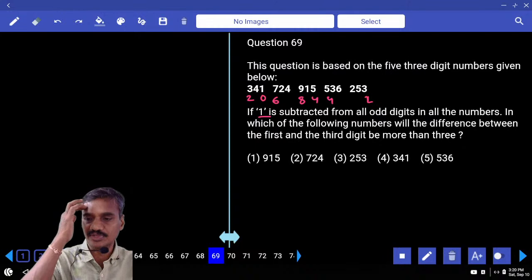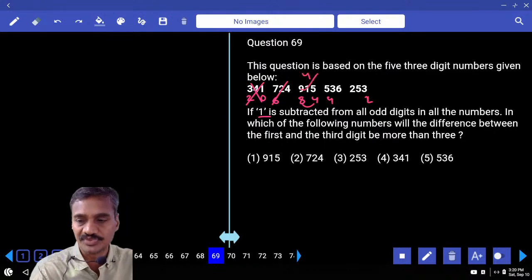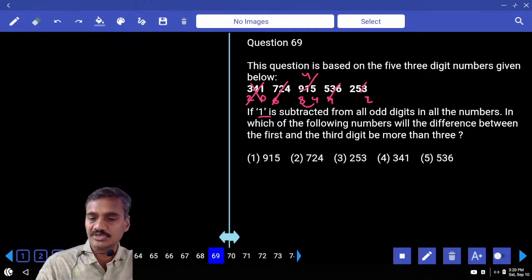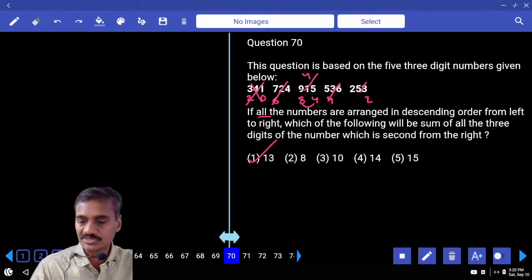Now, is the difference between the first and the third digit more than 3? Here the difference is 2. Here the difference is how much? 8 and 4, the difference is more than 3. And here 4 and 6, here it is equal. There is only one such number. What is that number here? 950, choice 1. And next one, 70.